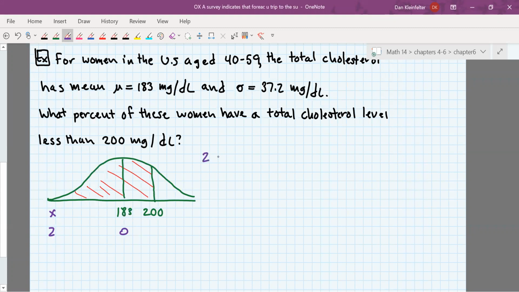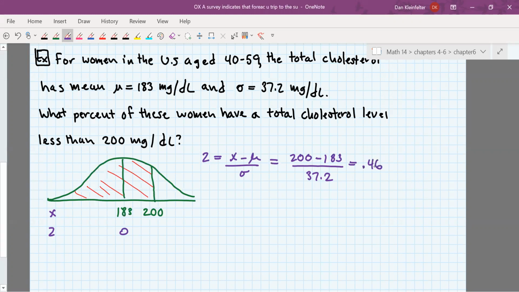So we'll use our z-score formula to get the z that corresponds to 200 milligrams per deciliter. So our x is 200, our mu was 183, and then our sigma 37.2. So then let's compute. Works out to 0.4569. We'll round that to 0.46.